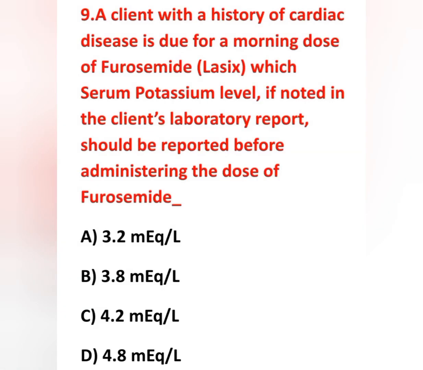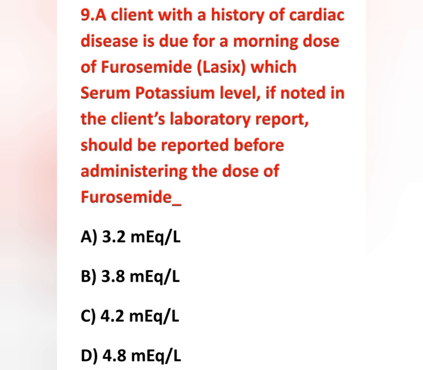Ninth question. A client with a history of cardiac disease is due for a morning dose of furosemide, Lasix. Which serum potassium level, if noted in the client's laboratory report, should be reported before administering the dose of furosemide? Option A 3.2 milliequivalent per liter, option B 3.8, option C 4.2, option D 4.8 milliequivalent per liter.